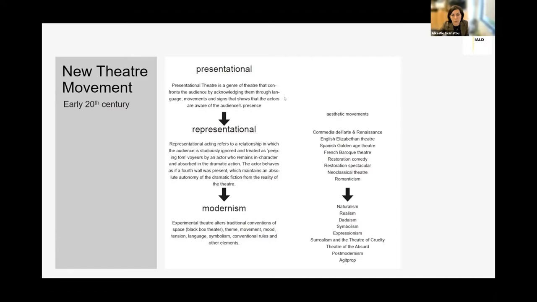We're going to talk about modernism a little bit further down, but these changes in the theater happen together with the philosophy and the aesthetic movements of the era. So all of those aesthetic movements on the first part of this slide belong to the theater before modernism. Commedia dell'arte is the Italian, and the Renaissance, the English and the Spanish, and then we have Baroque, Restoration, Neoclassic and Romanticism. This is before modernism, and everything else down here belongs to modernism.